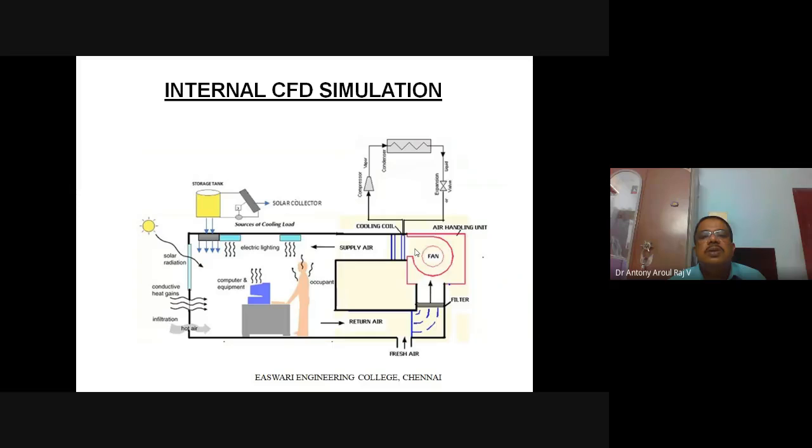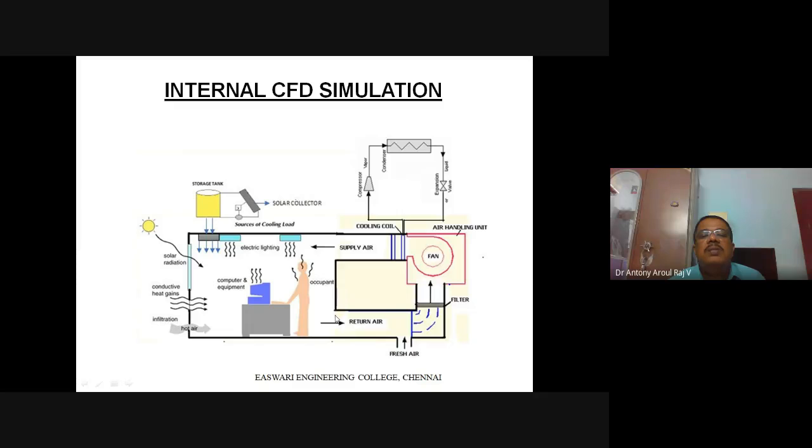So in internal CFD, again, it is like this. You will be having the domain like this, and inside it we will be giving an external excitation, like the supply area, and we will be taking the return area. What will be the flow pattern inside the building because of these loads and everything? That is what we will be finding out. That is called internal CFD. Regarding internal CFD in detail, we are going to study tomorrow.